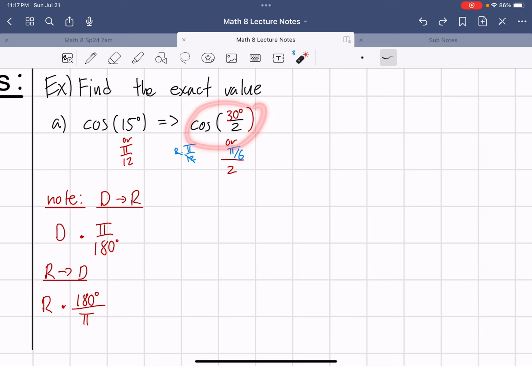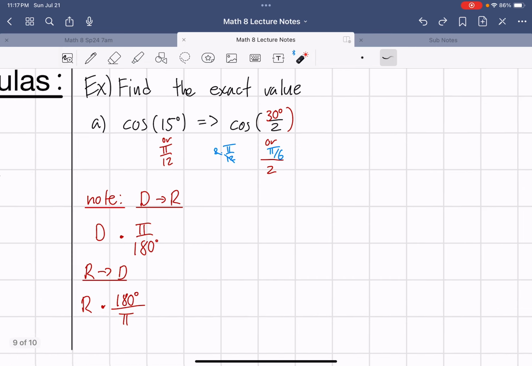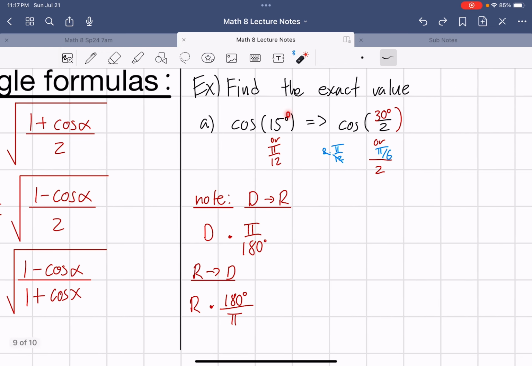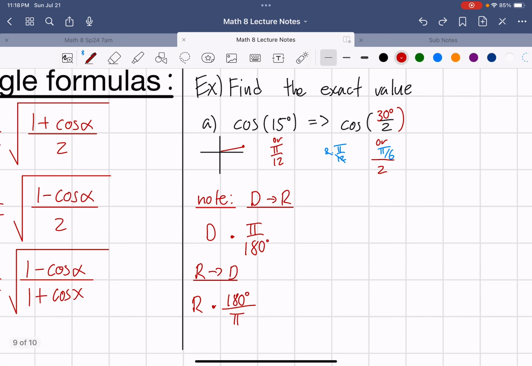Now that I have my double angle, I am going to then take that angle in the numerator, because if I look back at the formula, alpha's in the numerator, and that's the angle that gets used inside our formula. Now, how do I decide if this is positive or negative? Well, that happens right at the beginning of this problem, because if I draw a quick coordinate system, I know that 15 degrees, well, that's somewhere here, in quadrant 1. And what we know about cosine in quadrant 1 is that it's positive.